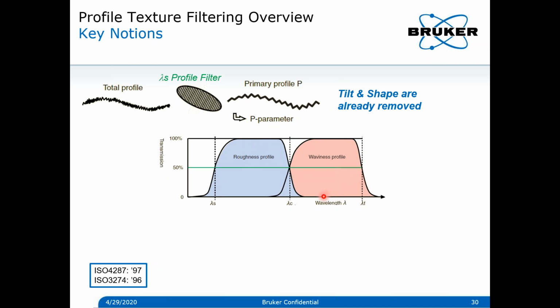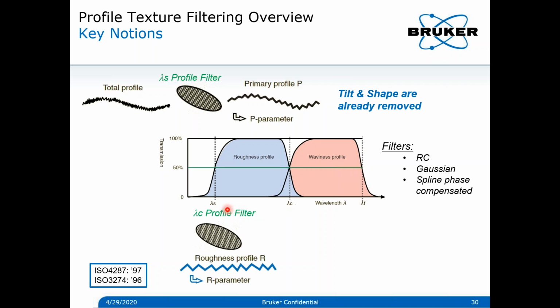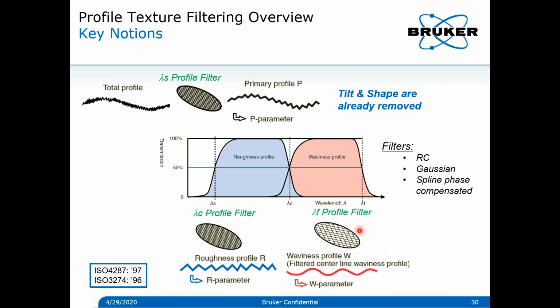As we mentioned in the first slides, we know that this texture contains roughness as well as waviness. So the aim is to extract these two, which can be done using cutoffs such as the lambda C profile filter, which will give only this region, which encompasses only the roughness, which is the high frequency part in the profile. And the waviness can be extracted using the lambda F profile filter. So this bandwidth over here will take out the waviness profile from the profile.